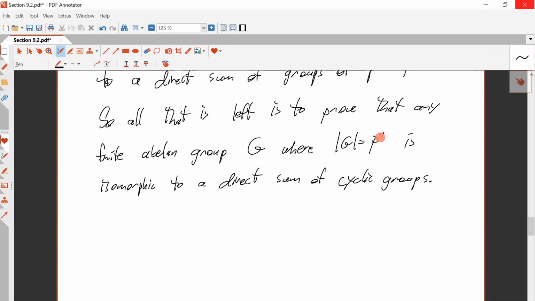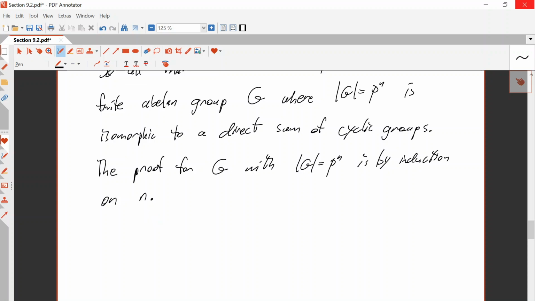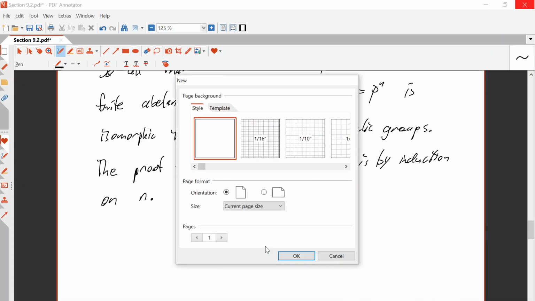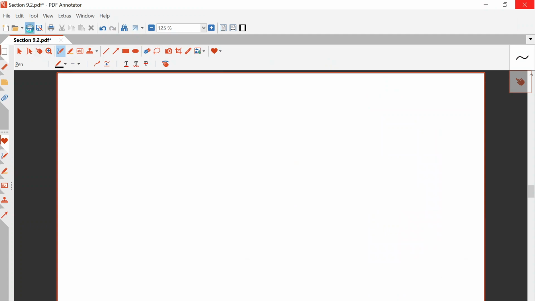So the proof is by induction on N. Okay, so the base case. This is 39 minutes already. Let's go a little bit more. Oh no, I guess we have to stop now. We'll do that proof next time. Okay.